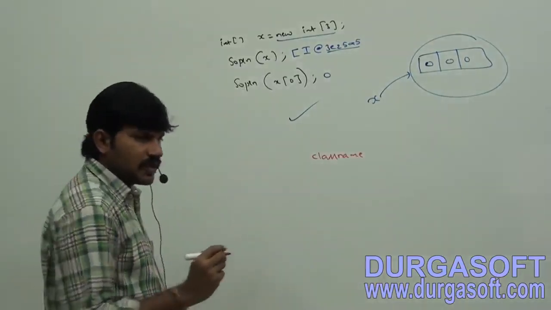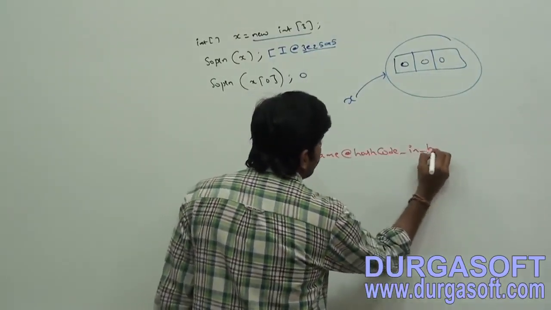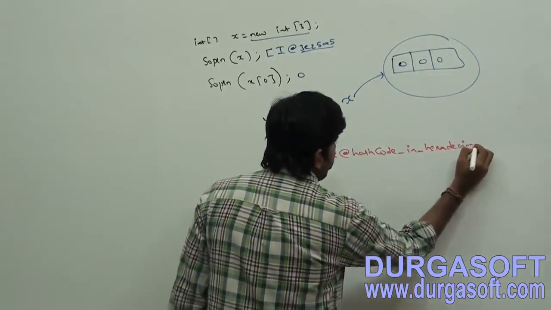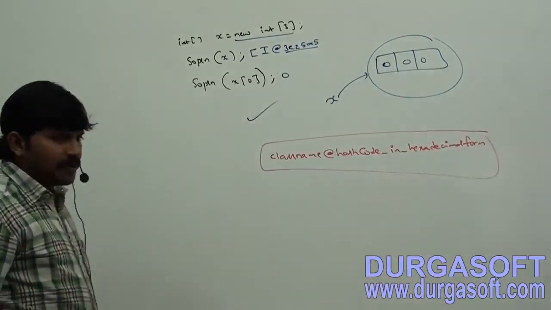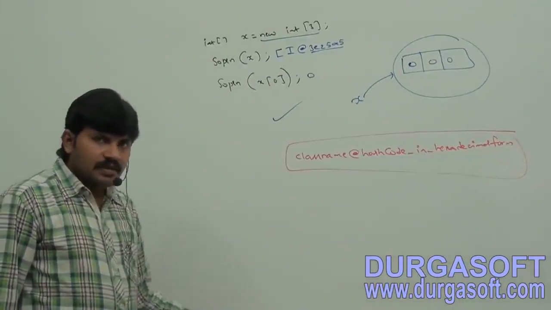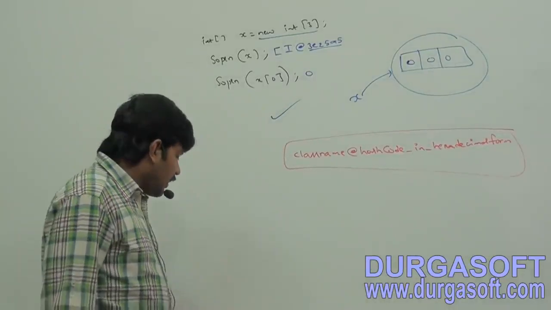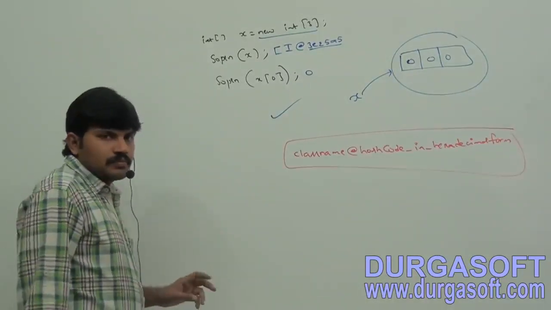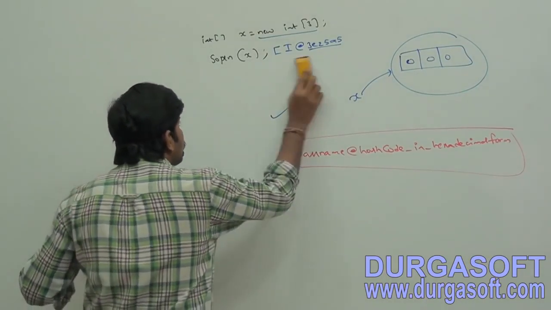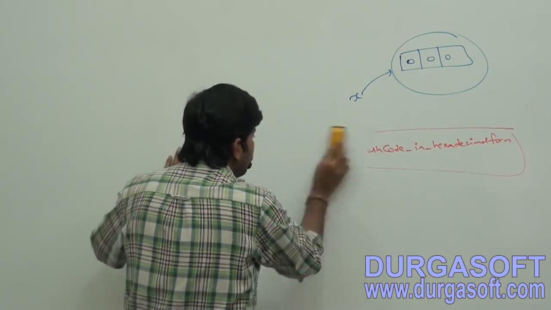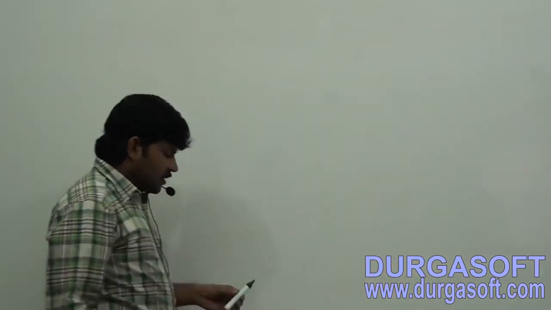Class name at the rate hash code in hexadecimal form. Okay, take this one. In the java.lang package I will explain much more. Class name at the rate hash code in hexadecimal form. Completed, I hope. Okay, make sure you people have a clear idea, right? Now the next terminology.